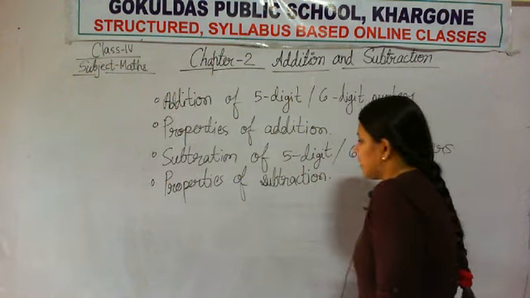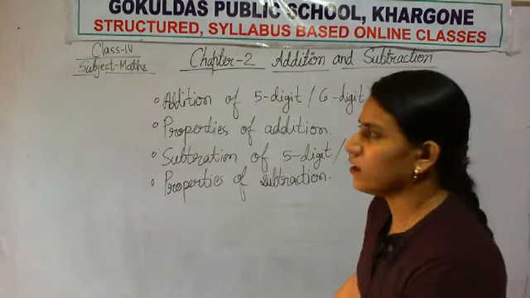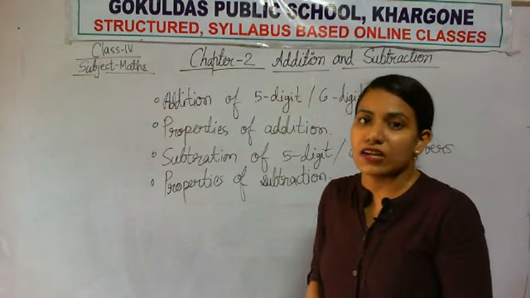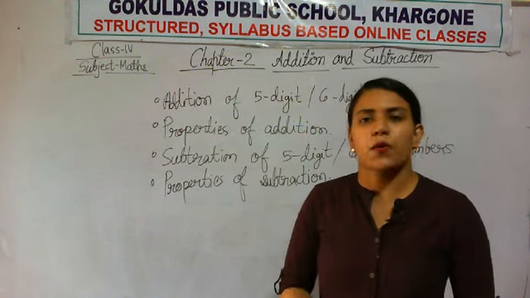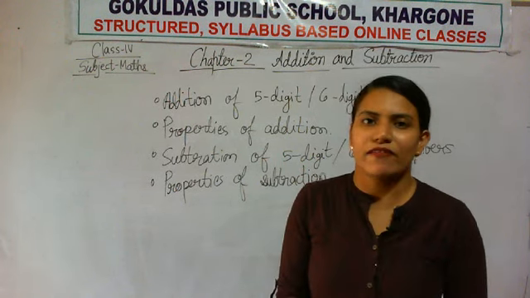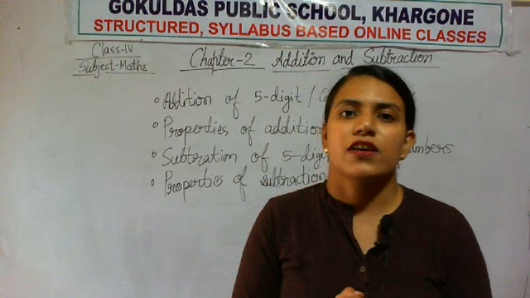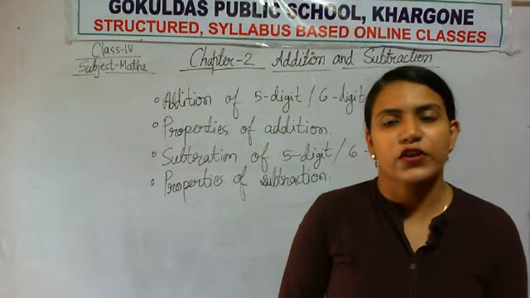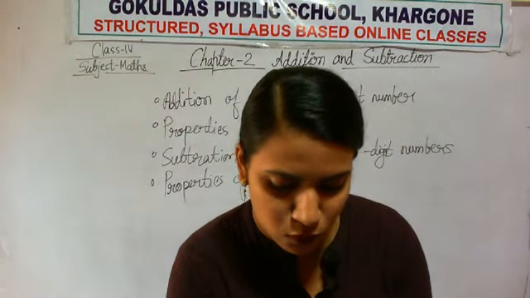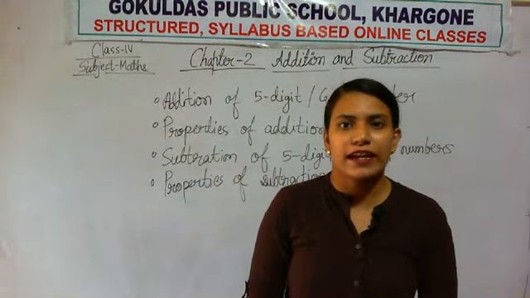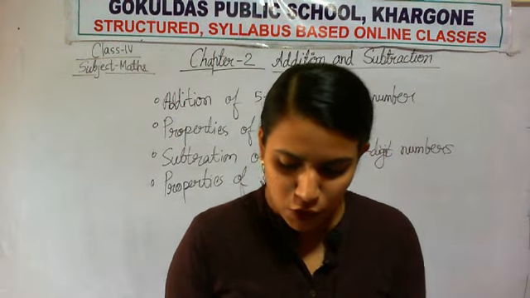And what topics will we discuss? We will learn how to add 5-digit or 6-digit numbers, that is large numbers. We will learn the properties of addition. We will learn subtraction of 5-digit or 6-digit numbers and properties of subtraction. Here in this chapter we have to do 8 exercises. There are a total of 8 exercises in chapter 2.